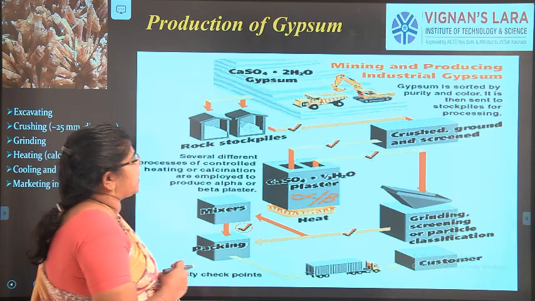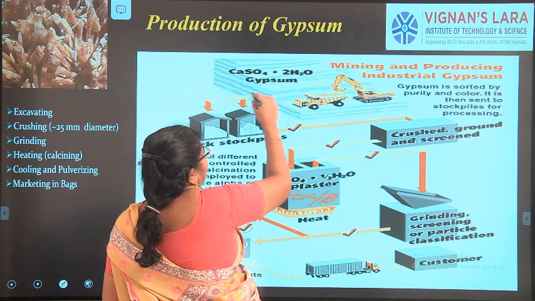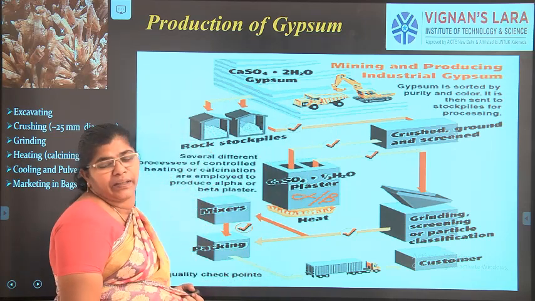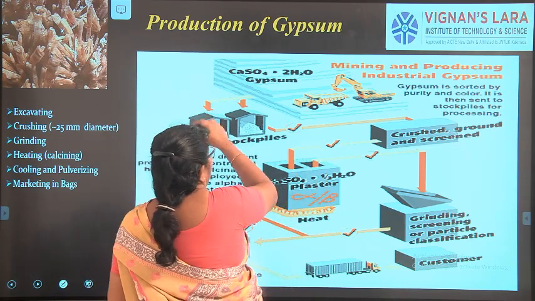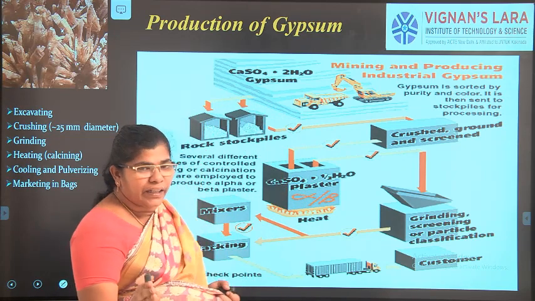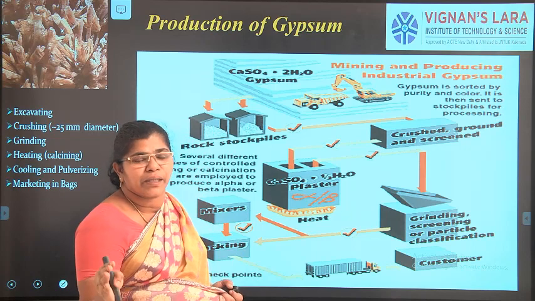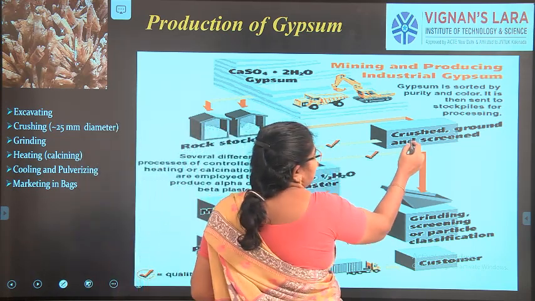So here you can see this is the excavation process. It is in the sedimentary rocks at the side bed of the rivers, lakes, everywhere that we will take it. And then we will store it in the rock piles. If it is pure white color, we will store it separately. If it is not white color, it is mixed with some impurities, we will store it separately. Then it is taken to the crusher.